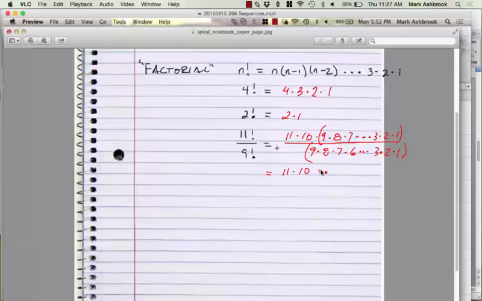Is that 2 factorial? No, it's not. Not even close, right? Students throughout the ages have probably said it's 2 factorial, but it's 110.